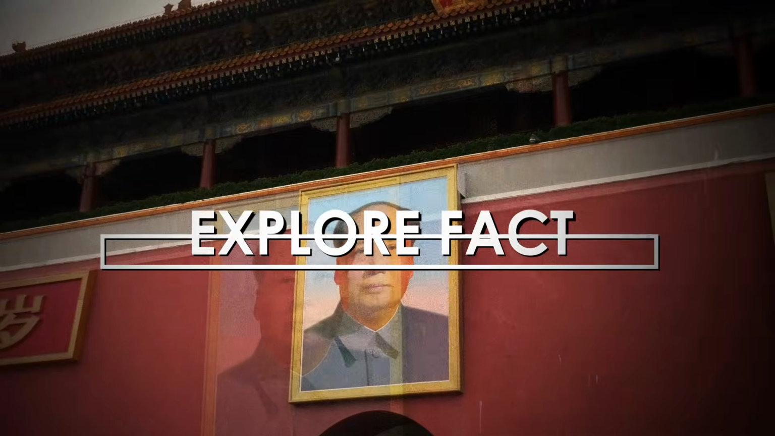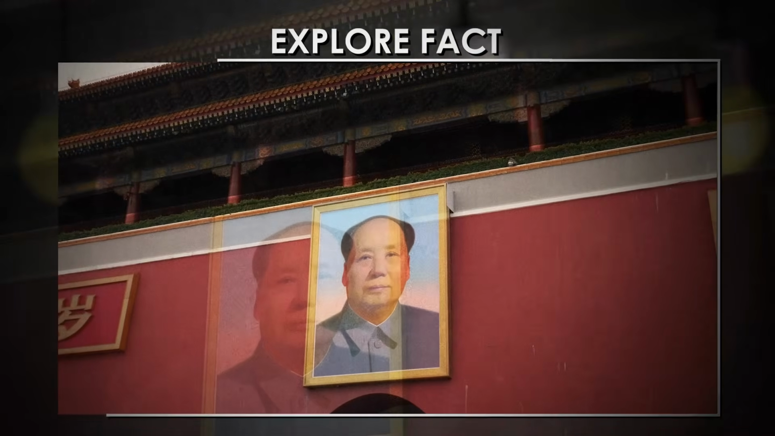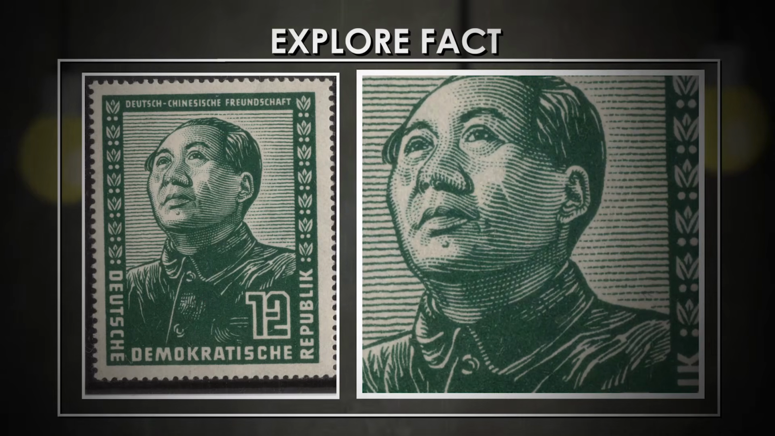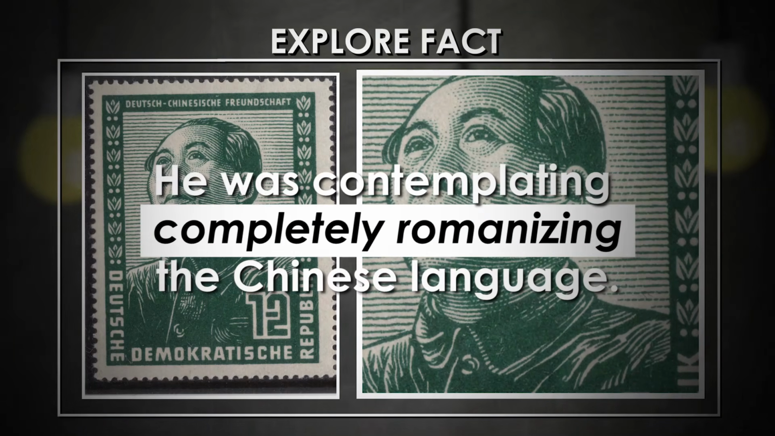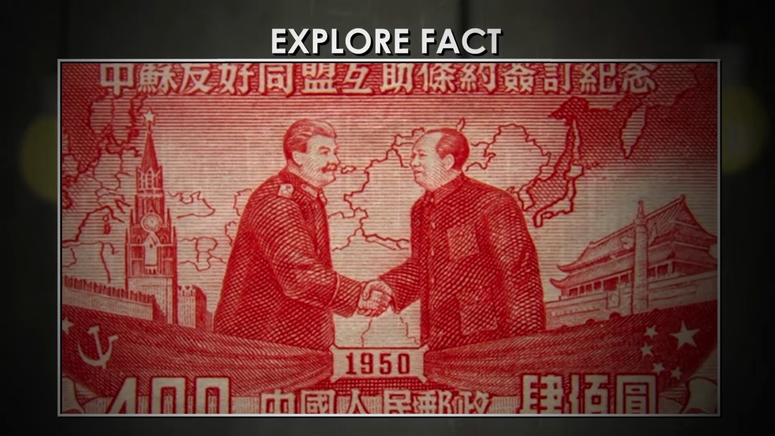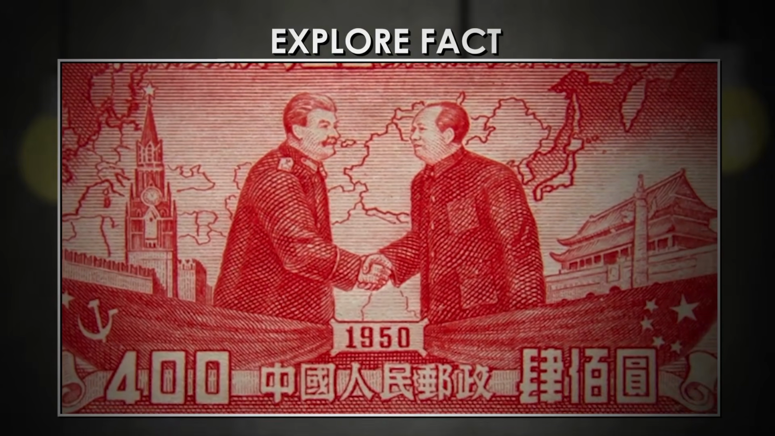Chinese characters were almost completely eliminated by Mao Zedong in mainland China, until an unlikely historical figure advised him against it. Before Mao rolled out the complete reformation of traditional characters, he was contemplating completely romanizing the Chinese language. That is, according to Zhou, until he met with Joseph Stalin in 1949.